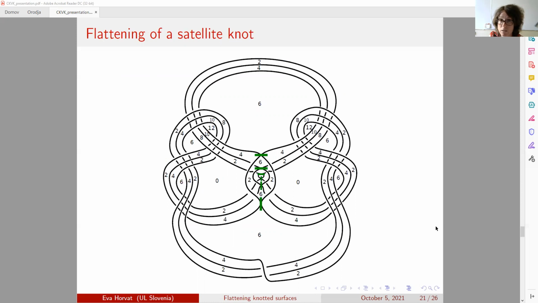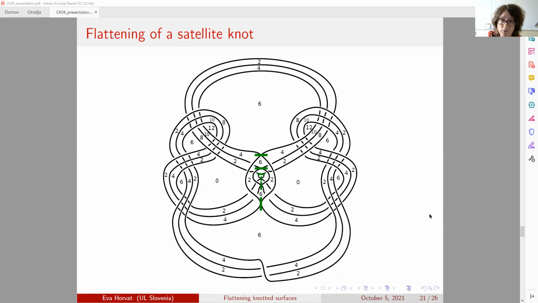which is quite interesting to study because it's obvious that we obtain quite many regions, and some of these regions originate from the regions of the companion knot. Some of them originate from the regions of the pattern, and it's not difficult to relate the multiplicities of these regions with the multiplicities of the 2-knots. So, for example, the regions that come from the companion knot, their multiplicities are just multiplied by the winding number of the pattern.